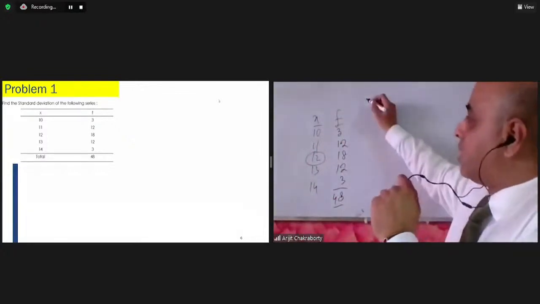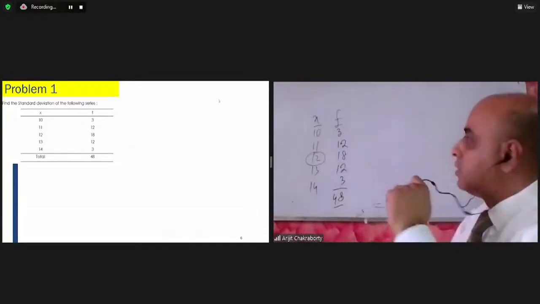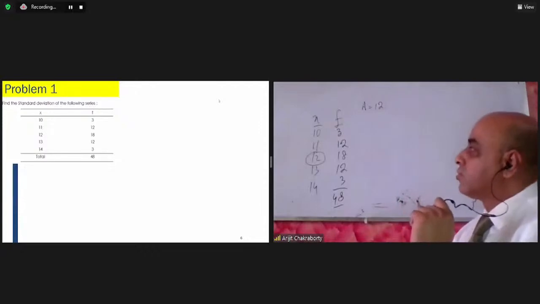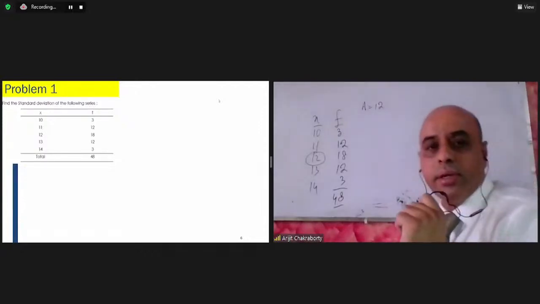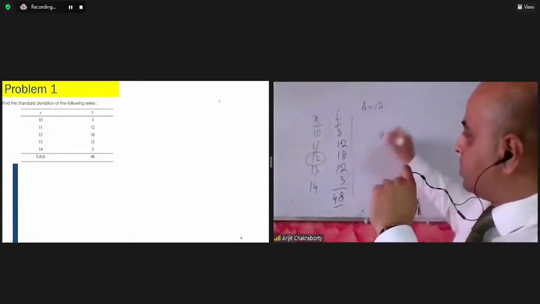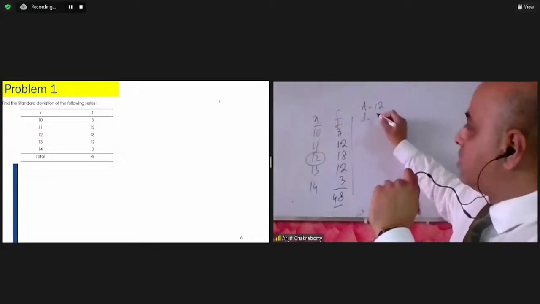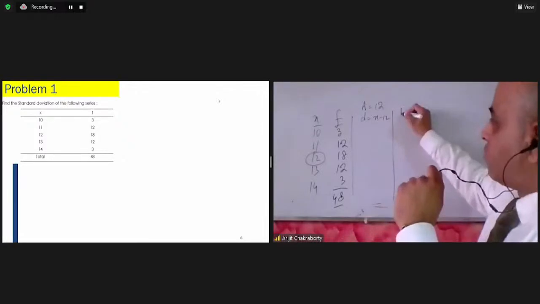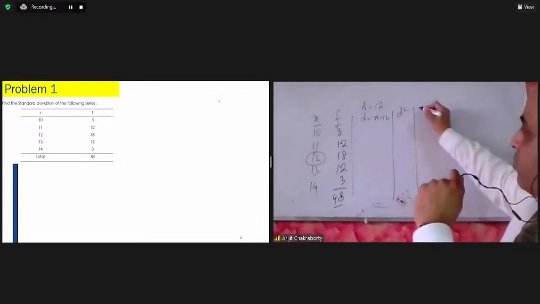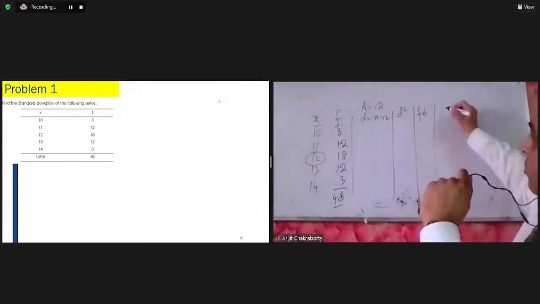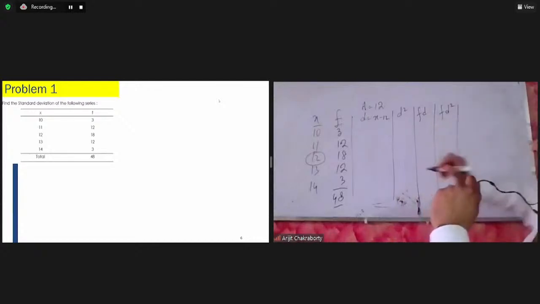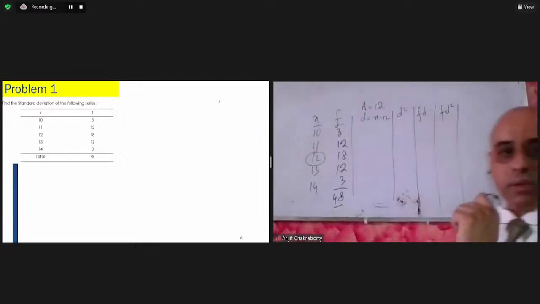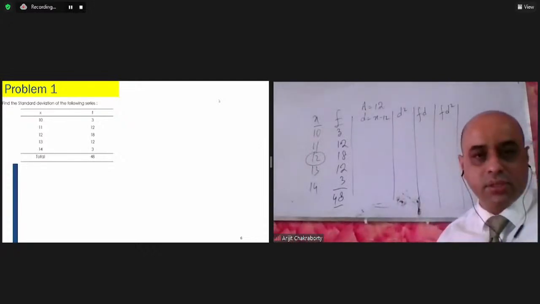So we are taking assumed mean A is equal to 12. From here, we create the first table, the first column, D equal to X minus 12. Then we will find D square, then we will find FD, and finally we will find FD square. Since we have frequency, we will have to create more tables, FD and FD square.